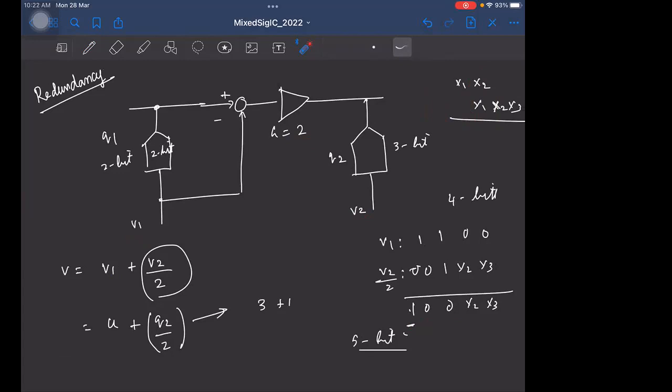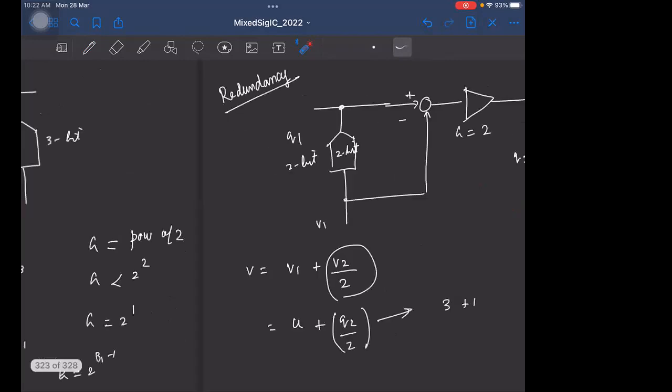Okay. So although we have 5 bits equivalent, we will not have all 32 output codes, right? Because with 5 bits, you can have 2 power 5 codes, 32. But since the overall resolution we have is only 4 bits, you'll find that we'll not have all 32 codes, but only 16 output codes.